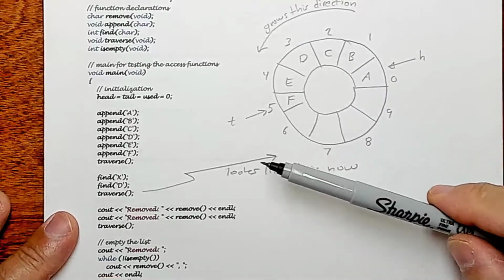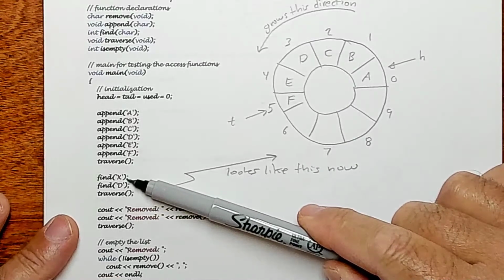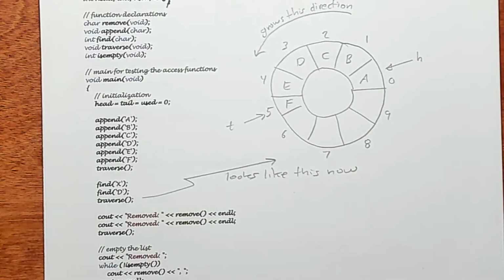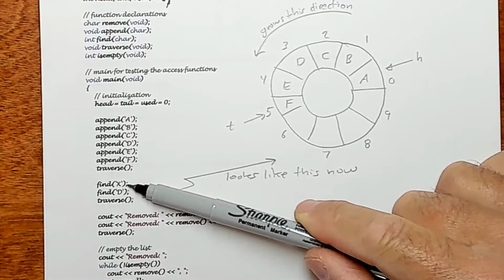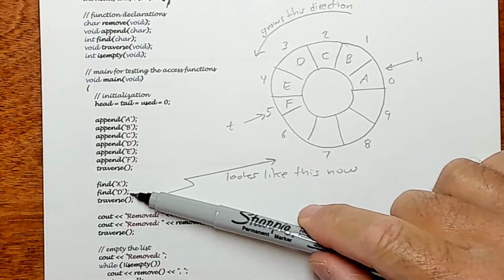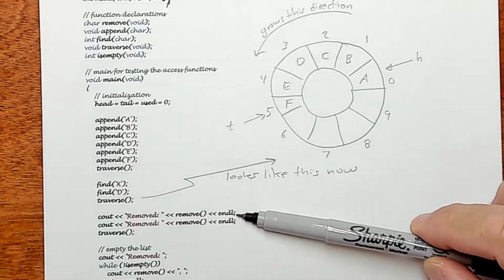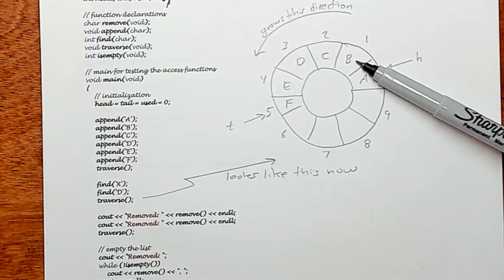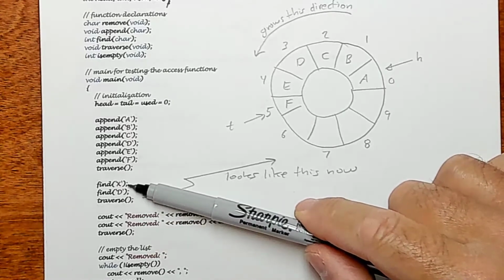Okay, then we can call find. What does find do? Find removes a data element, so we're going to do a find on X, but there is no X, so it won't find it. Then we'll do a find on D, and it'll find the D and remove it. Then we'll just do a remove, which will remove from the head, and we'll do another remove and remove from the head. In between there, we're doing a traverse.